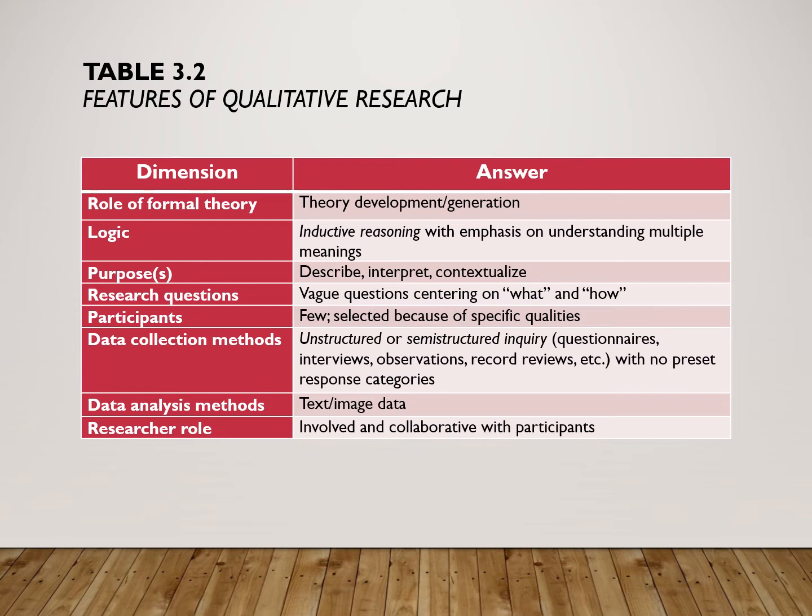Our research questions focus on the what and the how. Our participants are often a lower amount, so few, and we look at them for specific qualities. Our data collection methods are usually unstructured or semi-structured inquiry, so we look at questionnaires with open-ended questions, and sometimes we even let the rabbit hole theory take effect, where we start with one question and it leads to another. For data analysis, we look at the text or sometimes images and really look for patterns, themes, and stuff like that. And the researcher's role is really to be involved and collaborative with the participants or the group.